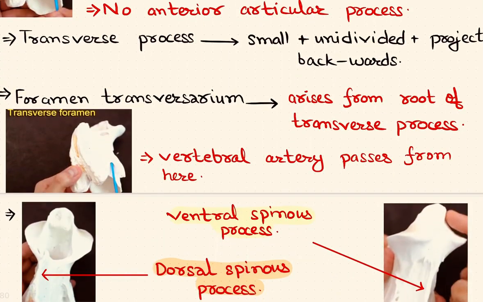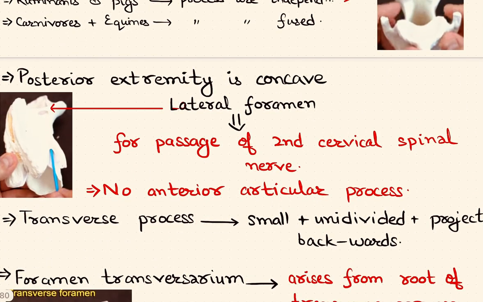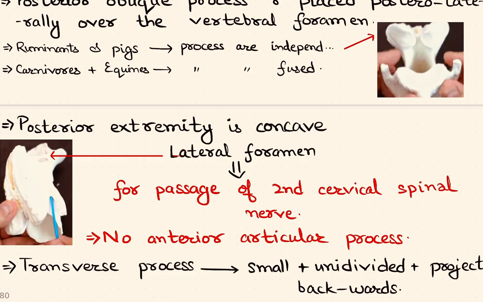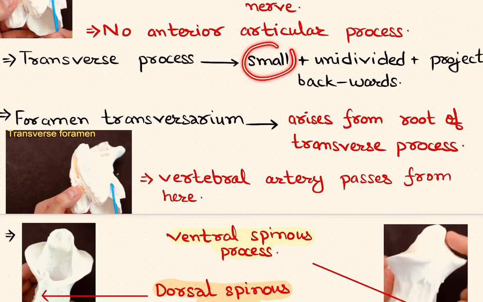Okay. Now, let me talk about the transverse processes. These transverse processes are the processes which start in the transverse region, like this. So these transverse processes are small, as I showed in the diagram. They are undivided. That means there is no division of the transverse processes, and they are projected backwards.